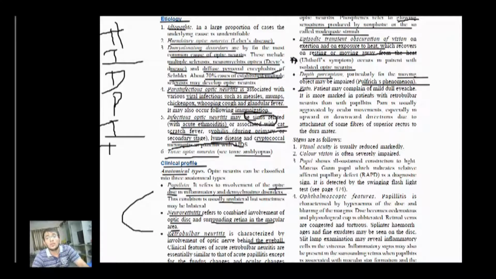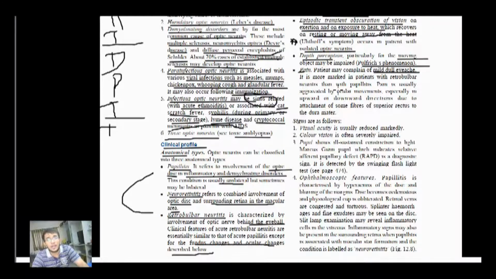Pain. The patient complains of mild dull eye ache. It is more marked in patients with retrobulbar neuritis than with papillitis. Pain is usually aggravated by ocular movements. So why is it aggravated by ocular movements? Because when the eyeball moves upwards or downwards, there is an attachment of some fibers of the optic nerve sheath to the superior rectus and the dura mater. So when the eyeball moves upward or downward, there is pain.